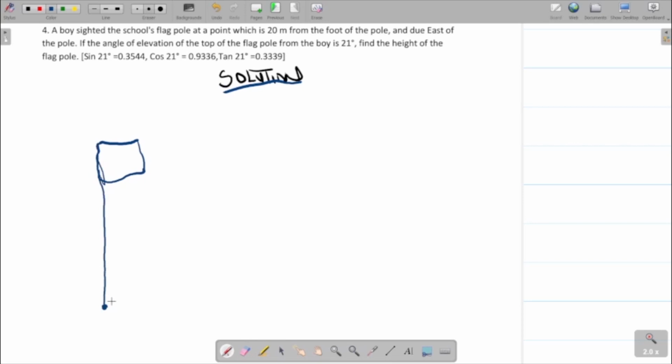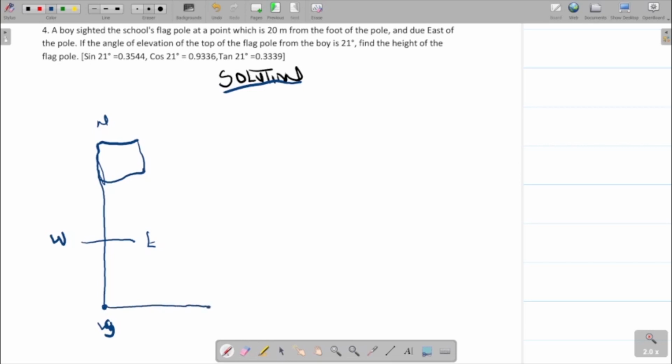This is the flagpole, and a boy who is 20 meters from the foot of the flagpole. If you have four cardinal points, this is the north, the west, I mean the south, the west, and the east. So it means the boy is standing towards here, 20 meters away from here.